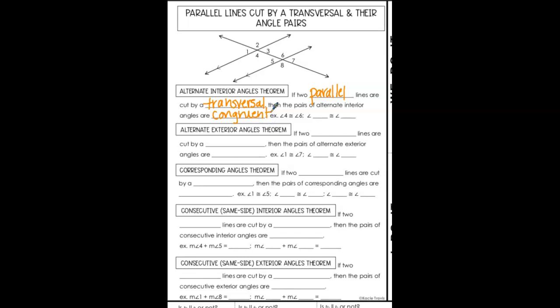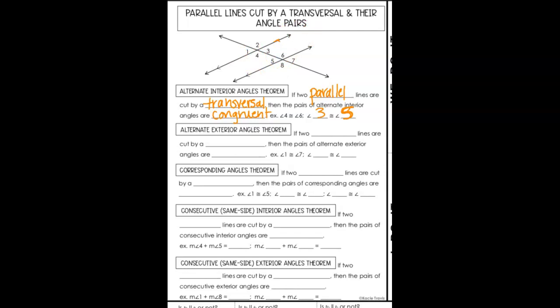Okay, so again, our alternate interior angles are the angles on the inside. This line right here is my transversal. They lie on opposite sides. So we would have angle 4 and angle 6, and then we would also have angle 3 and angle 5. So that means the measure of angle 4 is congruent to angle 6, and the measure of angle 3 is congruent to angle 5.